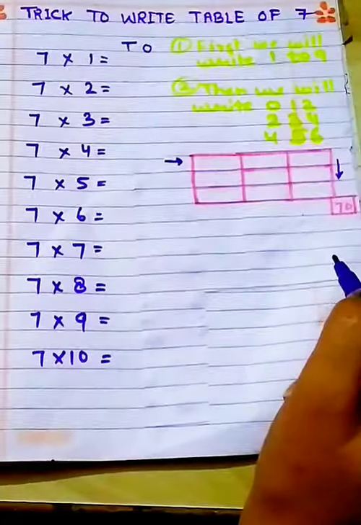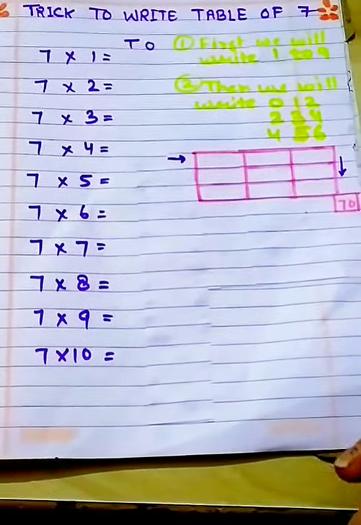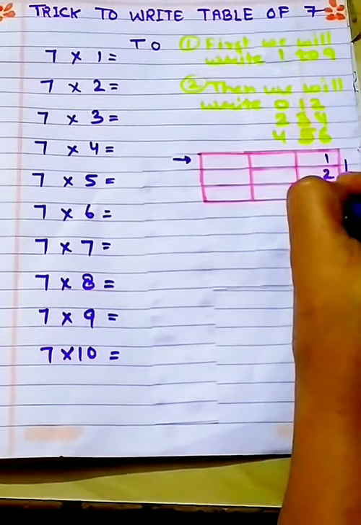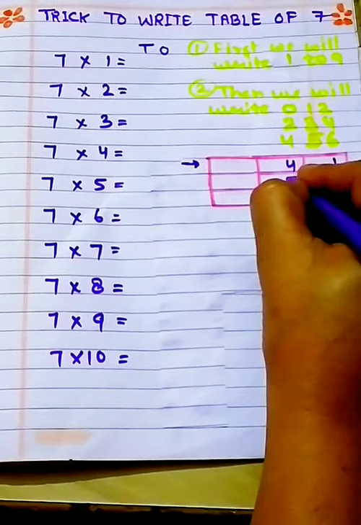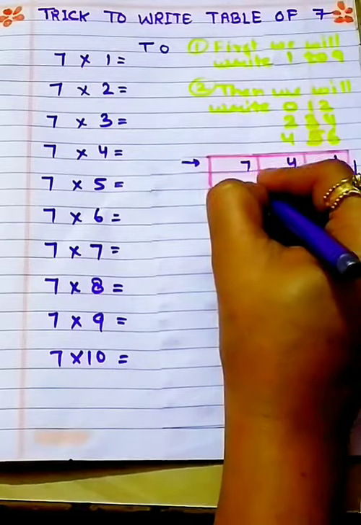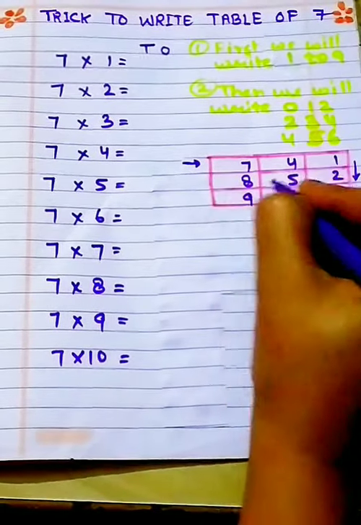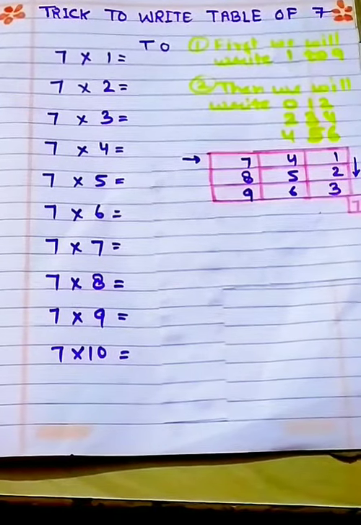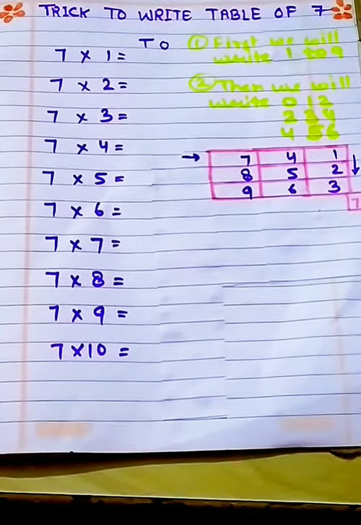Table is ready. Trick to write table of 7. First we will write 1 to 9 top to bottom. Then we will write 0 to 7, but remember we have to write 2 and 4 2 times.